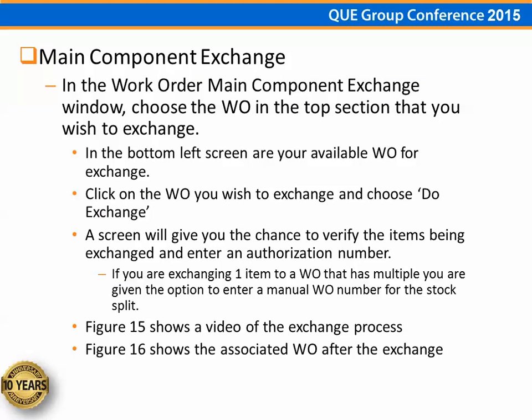And in the work order main component exchange window that you just looked at, you'll choose the work order in the top section you wish to exchange. And in the bottom left section are your available work orders. Click on a work order you wish to exchange and just click Do Exchange. The screen will give you a chance to verify the items being exchanged and enter an authorization number. And it's important to know if you're exchanging one item for a work order that has multiple, you're given the option to enter a manual work order to split that.